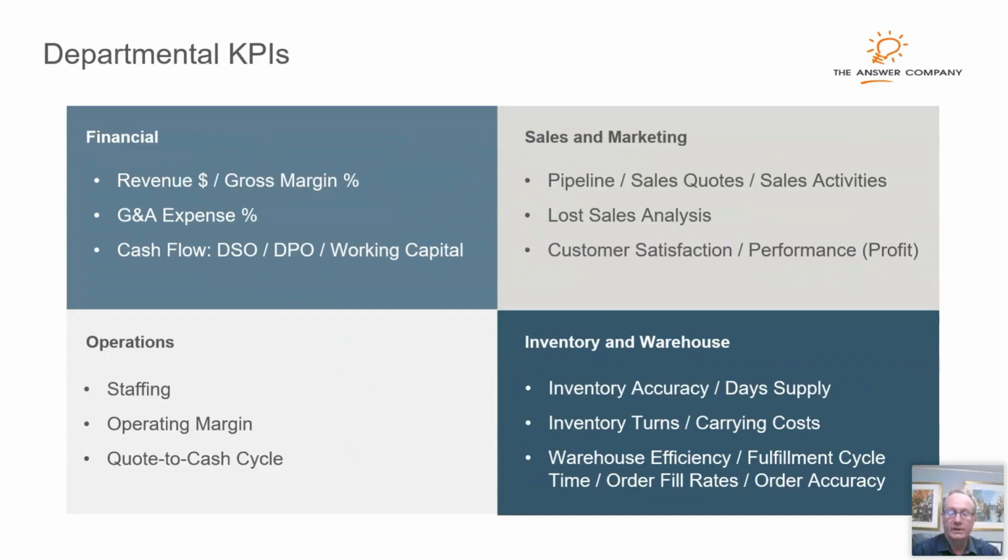The last quadrant here is inventory and warehousing. And there are just three areas I think are pretty important: your inventory accuracy, your day supply, your inventory turns, and your carrying costs. Really, these are going to tell you things like warehouse efficiency. Are you picking at the right rates? Are we putting away? Are we fulfilling orders at the right rates? All these types of things can be measured, and when we measure them, we can improve them.